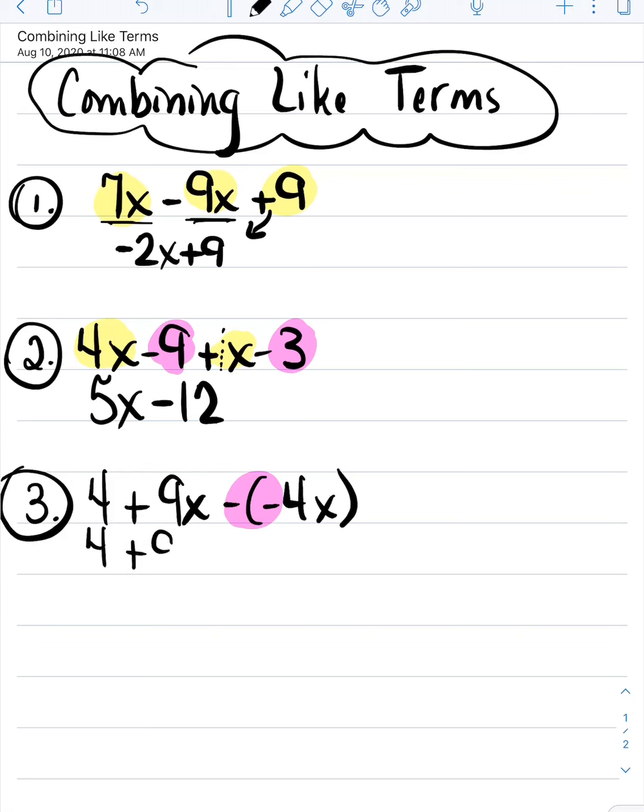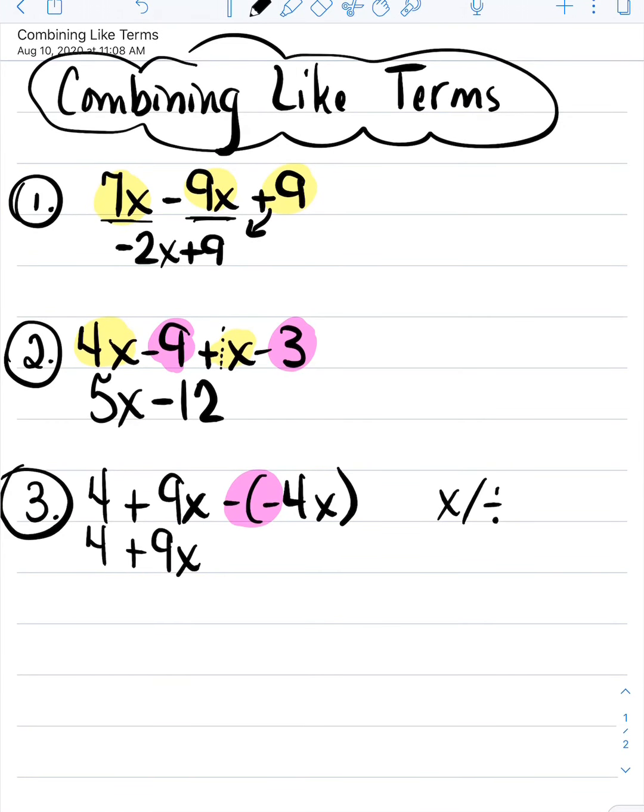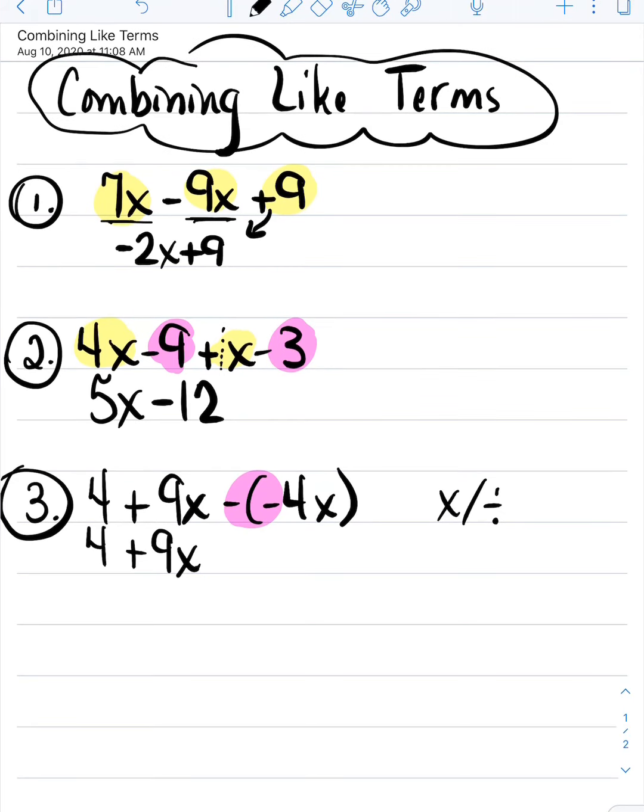So I have 4 plus 9x. So how do I deal with that? I use my multiplication and division integer rules. Same signs are positive, different signs are negative. 2 negatives, they're the same, so that becomes a positive or plus 4x.